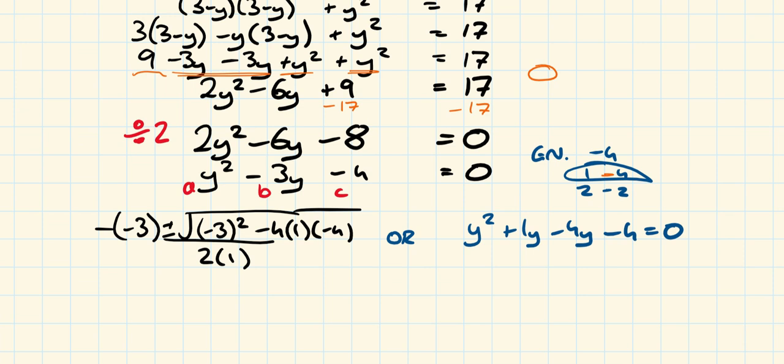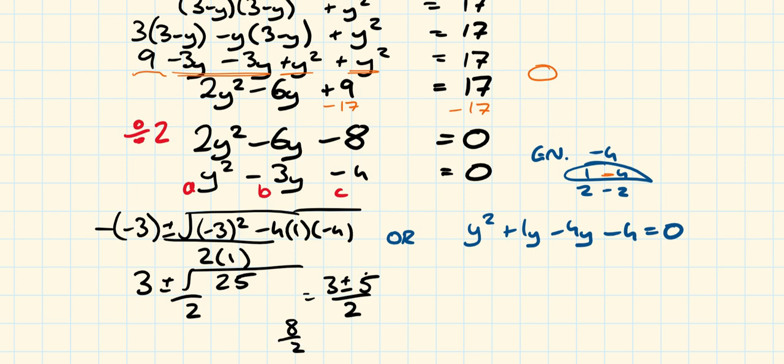So we'll do the minus b formula first anyway. It'll be 3 plus or minus root 3 squared, which is 9, plus 16, so it's root 25 over 2. So that is 3 plus or minus 5 over 2. So that's either 8 over 2, which is 4, or minus 2 over 2, which is minus 1. Okay, so there are your two options. You should get 4 and minus 1.